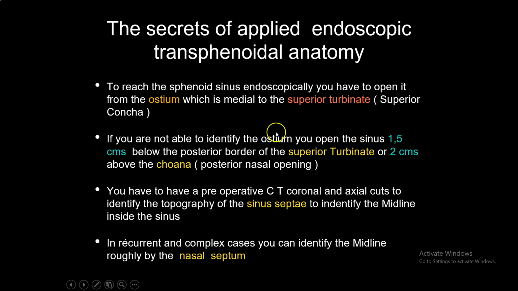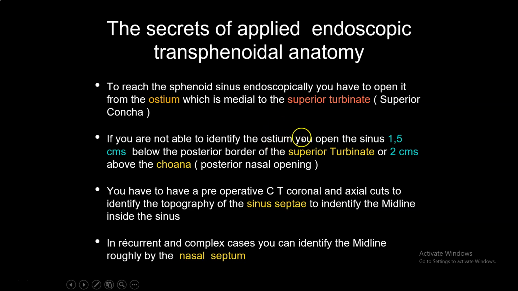Many neurosurgeons, when they work with ENT surgeons, want to localize how they can open the sphenoid sinus safely. Even if you don't see the sphenoid ostium, you can go to the posterior border of the superior turbinate, and you go below it, and you open. Or 2 centimeters above the choana, the posterior nasal opening. So it reaches the same point. So if you want to identify the ostium and open from the ostium, this is the best way to remove the anterior wall of the sphenoid.